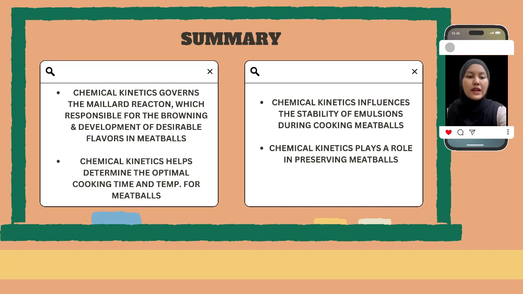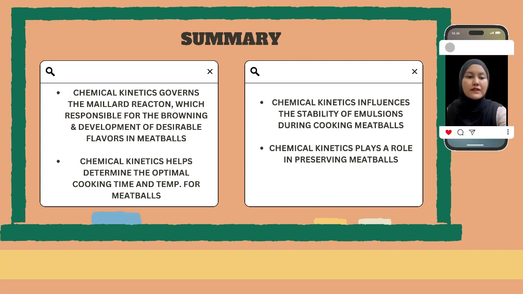The second one, chemical kinetics helps determine the optimal cooking time and temperature of our meatballs. Different reactions occur at different rates depending on temperature, and understanding these kinetics allows for precise control over the cooking process. The third one, meatballs often contain emulsions such as fat and water-based ingredients.